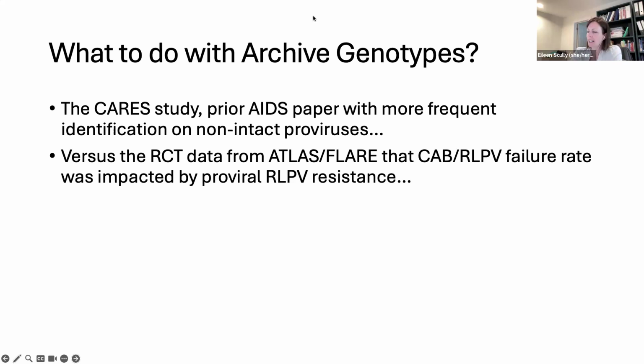I have also certainly looked at them when they're available for these complex resistance cases that we have, because I think there's some information there. But I don't know that I've ever been like, okay, the proviral genotype says this, we absolutely must do X or Y. Do other people have thoughts or feelings?